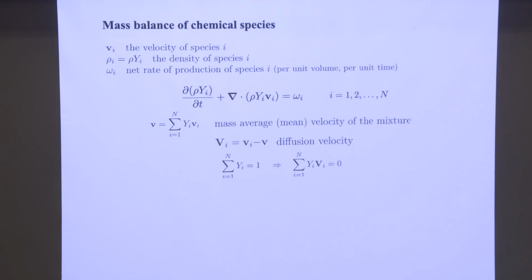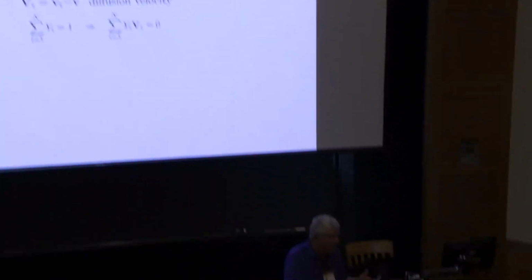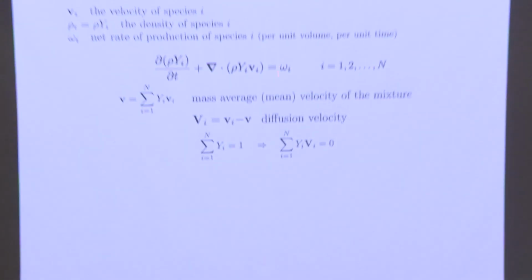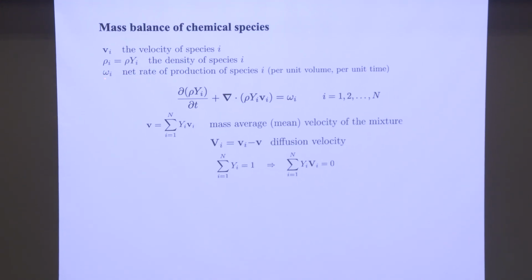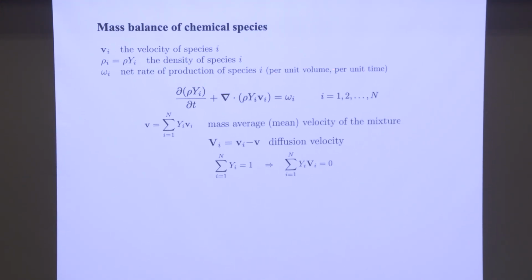But now for species i, the mass of the species is not conserved. There may be a creation or a production, some are destroyed, some are created. The rate at which this is produced is denoted by omega_i, of course per unit volume, per unit time. And so the change in mass is equal to omega_i. This is true for each species i.